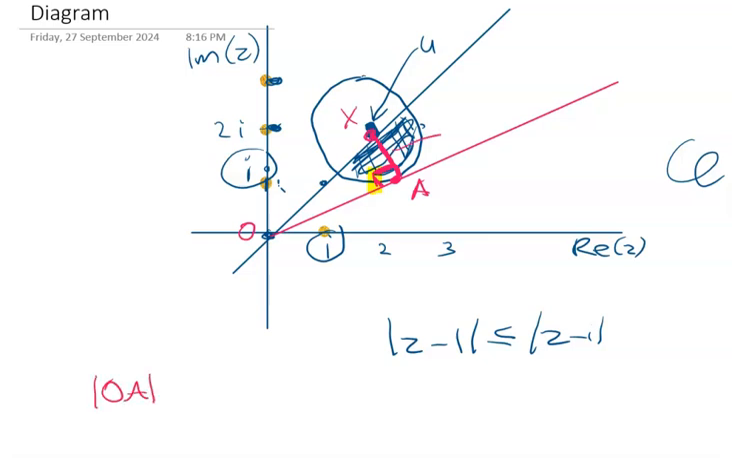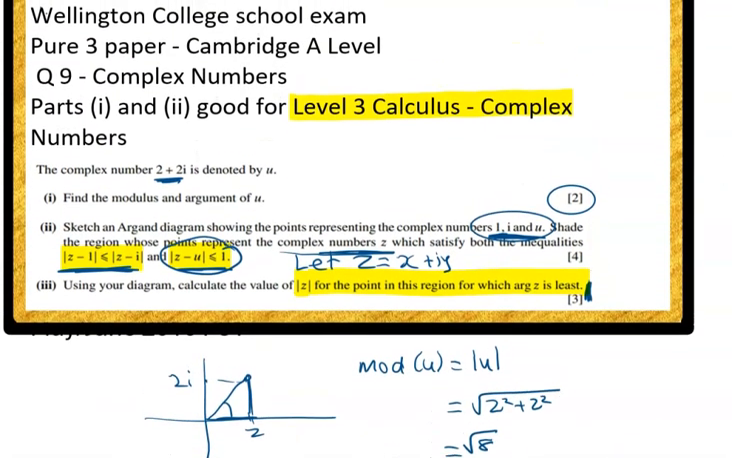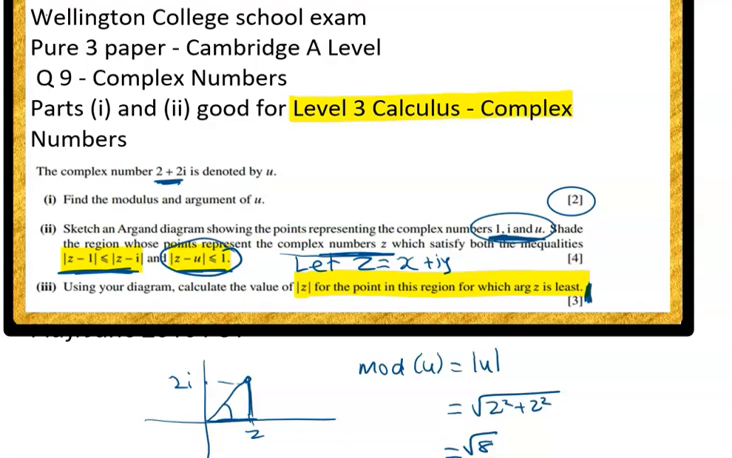Well, by Pythagoras, we know that this side is 1. And we know that this distance here is root 8 from the first part of the question. So using Pythagoras, we get the square root of root 8 squared, so 8, minus 1 squared. So my answer is the square root of 7. So there you go. That's that problem done. I think that is a reasonably easy complex numbers question.